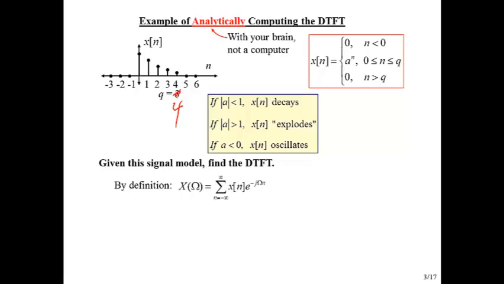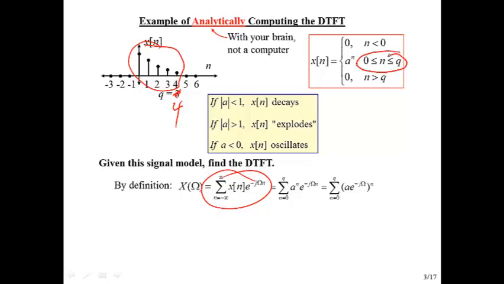So there's our definition of the DTFT. Since only a finite number of these elements are non-zero, this infinite sum is going to become a finite sum. And it's going to run from n equals 0 up to q, so just over this range where things are non-zero, during which the signal is equal to a to the n. Now we use a property of exponentials and just combine these two exponentials together like that.